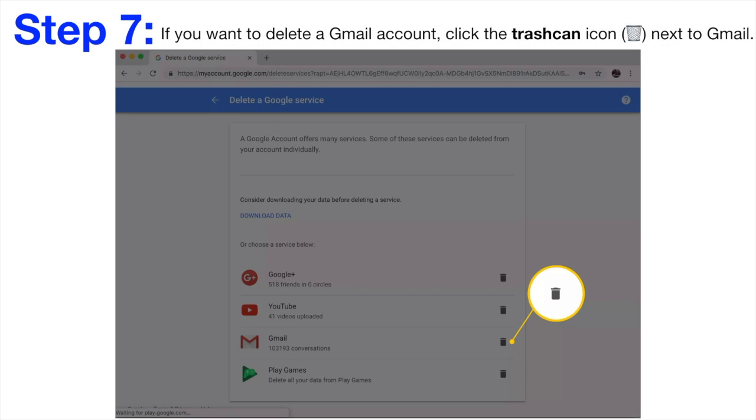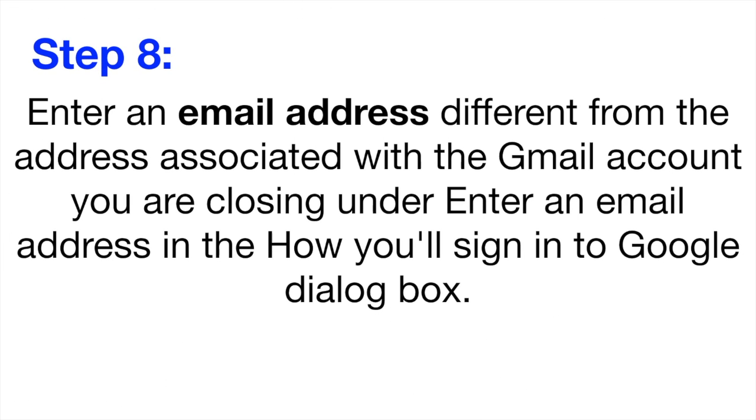On this step you can choose the service you would like to delete. If you want to delete a Gmail account, click the trash can icon next to Gmail. Now enter an email address different from the address associated with the Gmail account that you are closing. Gmail may already have entered the secondary address you used when creating the Gmail account. The alternative email address you enter here becomes your new Google account username.